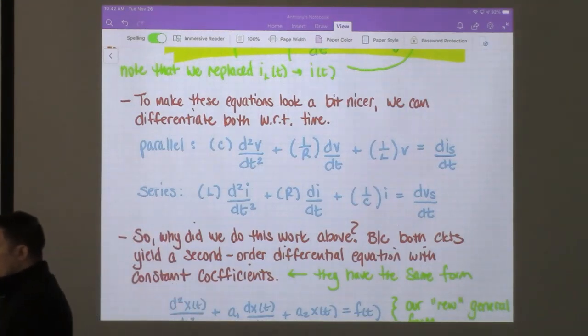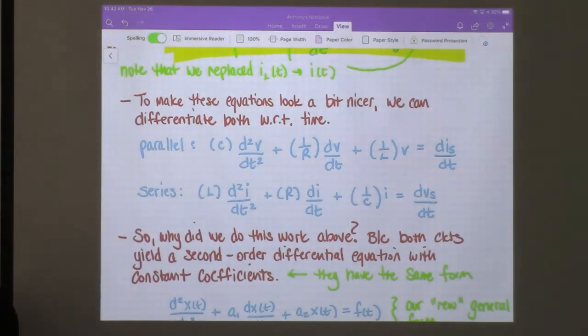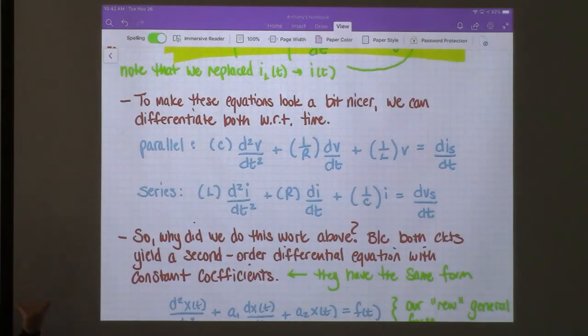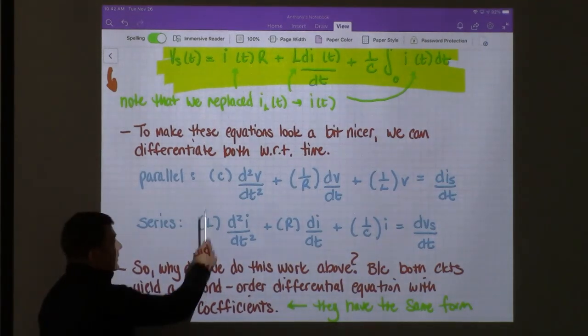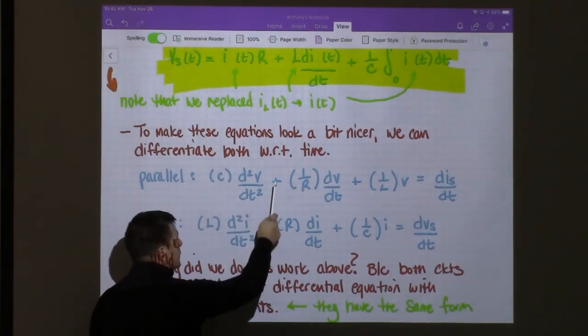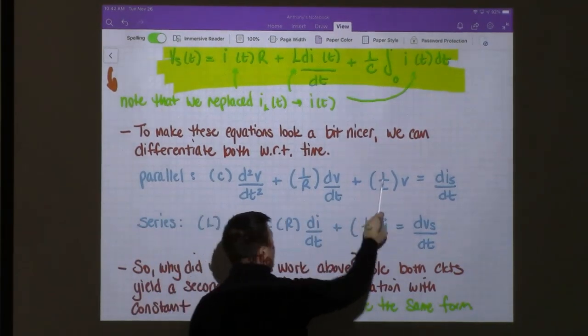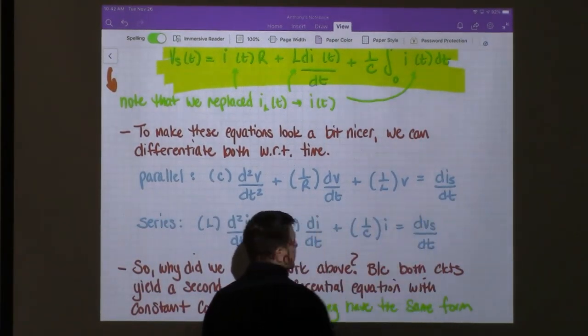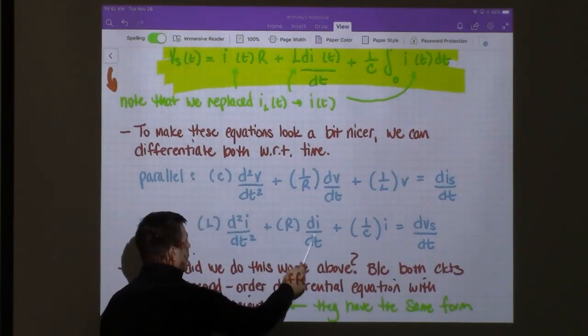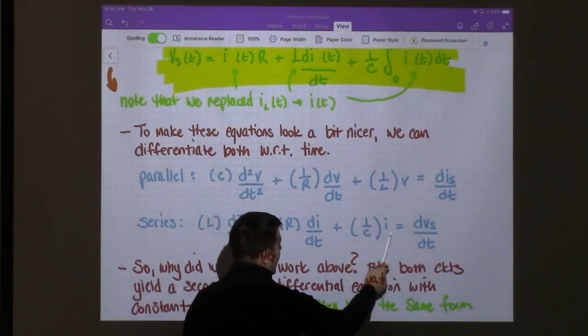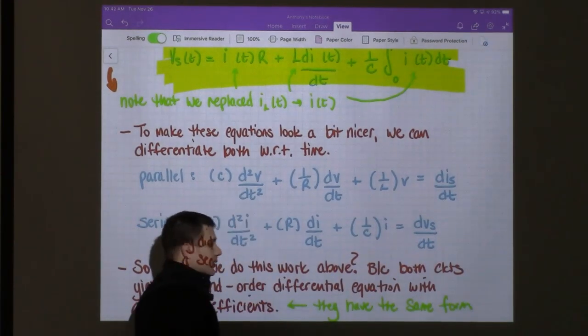So we'll take the derivative of both of the equations, which will eliminate the integral and make the first order derivative into a second order derivative. Anyway, if you take the derivative of both sides, you end up with two equations that look like this. C, second order derivative of v, plus 1 over R dv/dt, plus 1 over L v equals the derivative of is. Then here, L, second derivative of I, plus R di/dt, plus 1 over C I equals the derivative of the source.